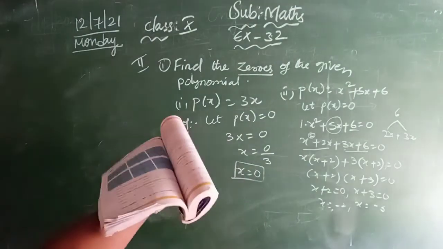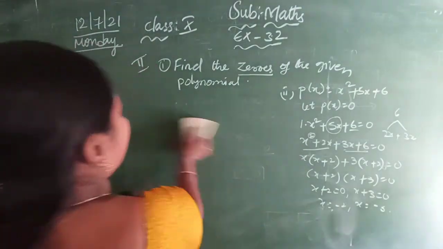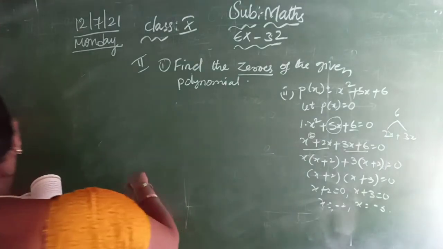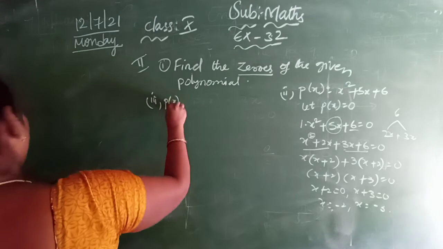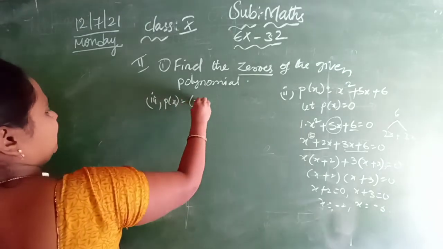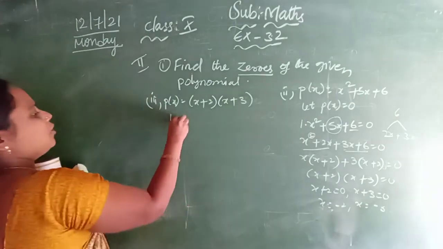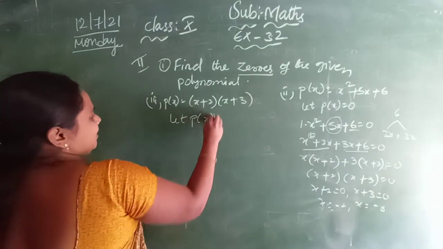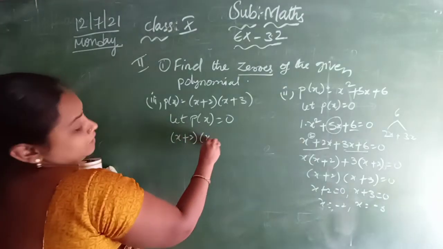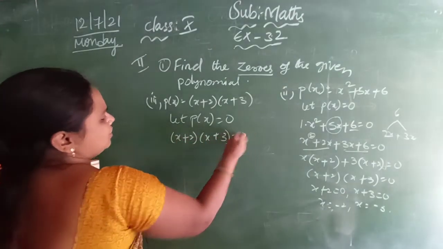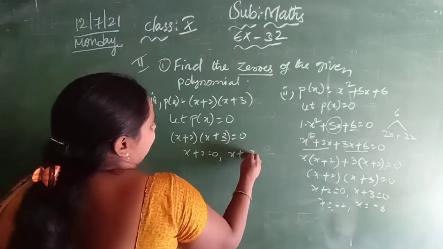Third problem. What is given in the third problem? P of x is equal to x plus 2 into x plus 3. We have to find the zeros. So let P of x equal to 0. That means x plus 2 into x plus 3 is equal to 0, so x plus 2 equals 0 or x plus 3 equals 0.